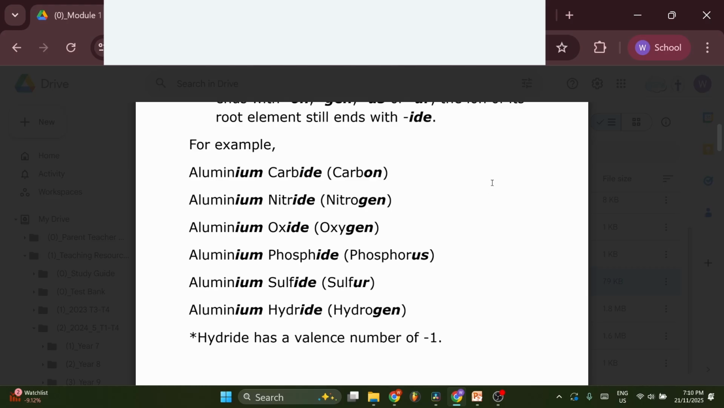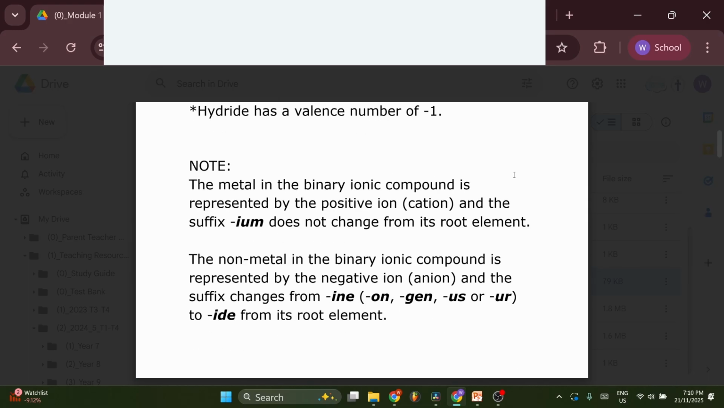In this case, hydride has a valence number of -1. The metal in the binary ionic compound is represented by the positive ion, cation, and the suffix IUM does not change from its root element. The nonmetal in the binary ionic compound is represented by the negative ion, anion, and the suffix changes from INE, ON, GEN, US or UR to IDE from its root element.